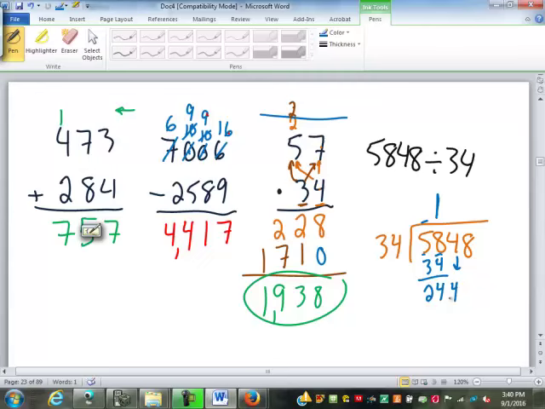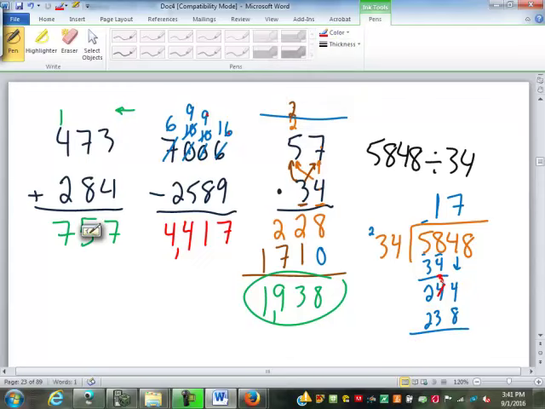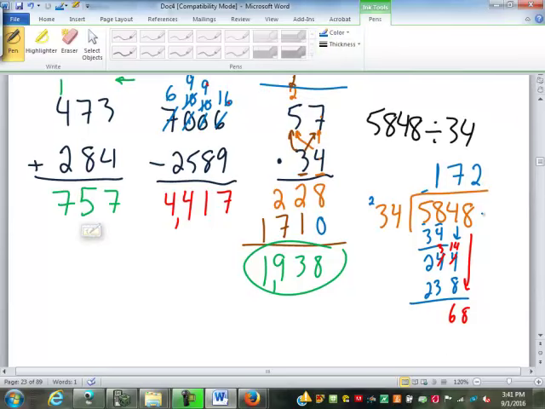34 goes into 244. Let's see, is 8 going to go? Probably not 8. Let's do 7. 7 times 4 is 28. Carry the 2. 7 times 3 is 21. Plus 2 is 23. So subtracting there, I'm going to borrow to make this a 14. Gives me 6. Bring down my 8. 34 goes into 68 twice. 2 times 34 is 68. So nothing left. So 172, how many had that? Just a couple of you. Yeah, the long division's harder. Some of you probably just didn't have time to finish it up.